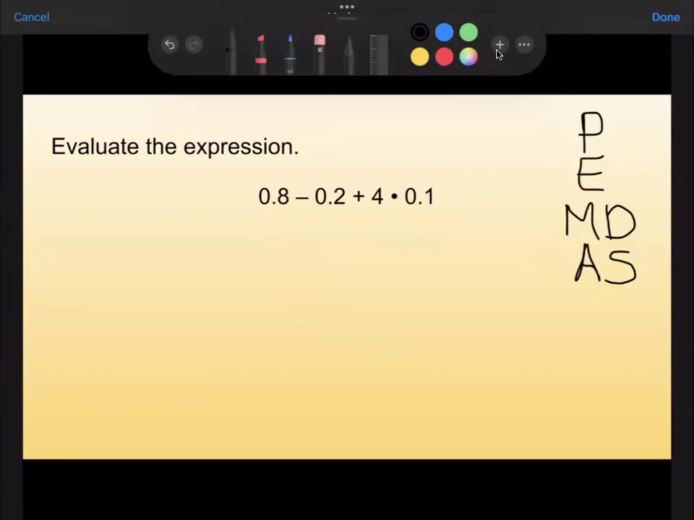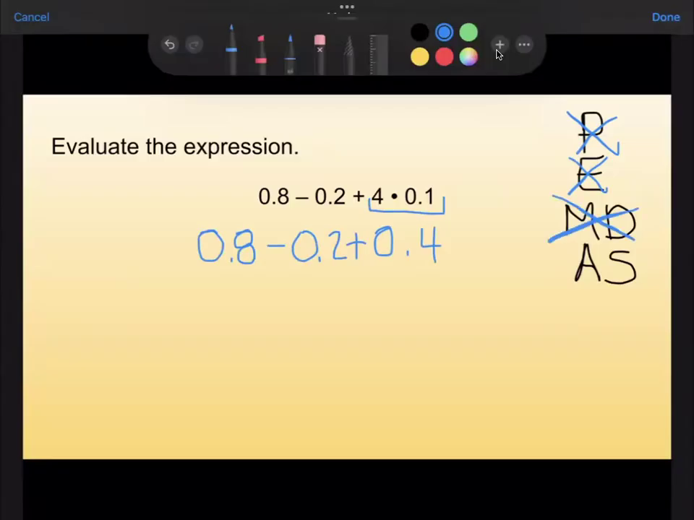Okay, so here is our next one. We're going to evaluate 0.8 minus 0.2 plus 4 times 0.1. Okay, so I already have PEMDAS written down here. We don't have any parentheses or exponents in this expression. We do have multiplication though, and we see it right here. So that is what I'm going to do first. No division on this one. So I'm going to calculate 4 times 0.1, and I end up with 0.4 there. So I'm going to bring down the 0.8, the minus, the 0.2, and the plus. Okay, so I'm done with that level.